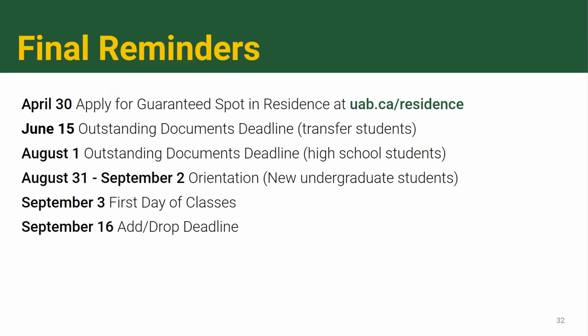Some final reminders that if you would like a spot in residence, April 30th is our deadline to apply for a guaranteed spot, and you can do so at uab.ca/residence. June 15th is our outstanding document deadline for transfer students, whereas August 1st is the outstanding document deadline for high school students. New undergraduate orientation will be from August 31st to September 2nd, with the first classes being September 3rd.